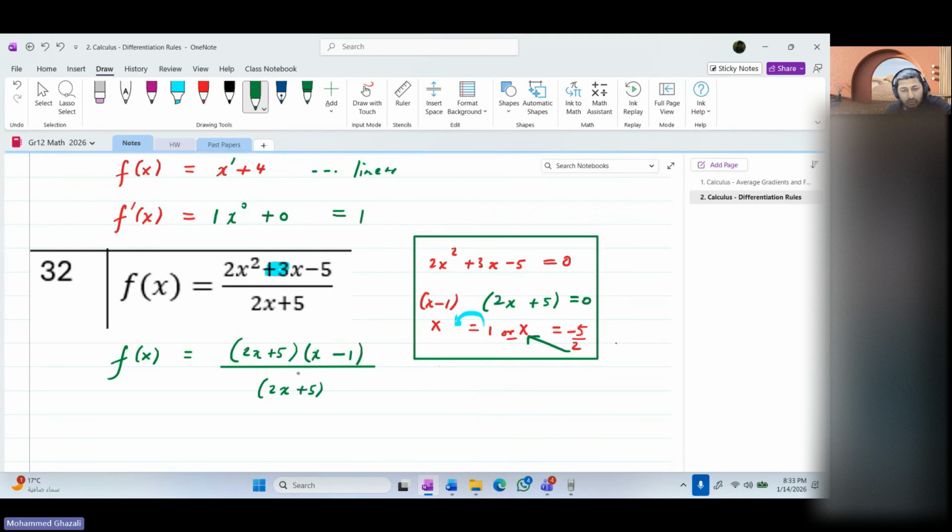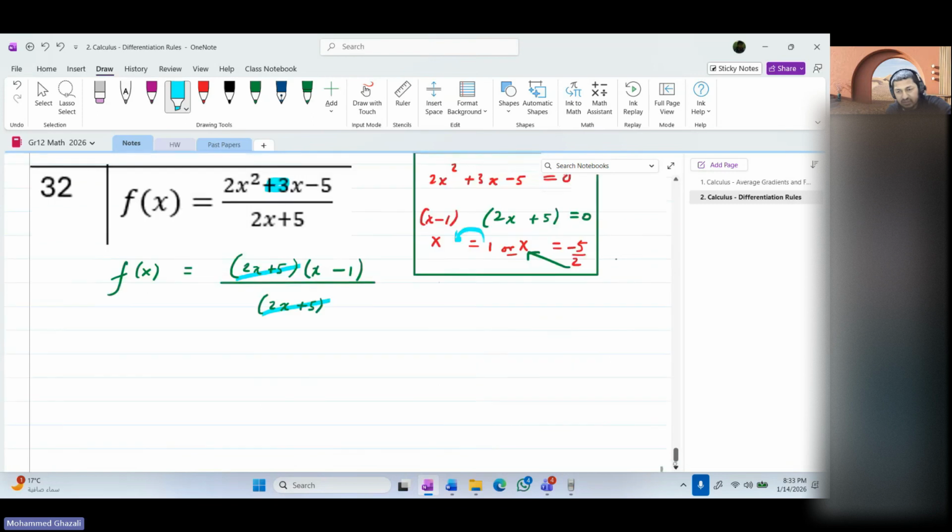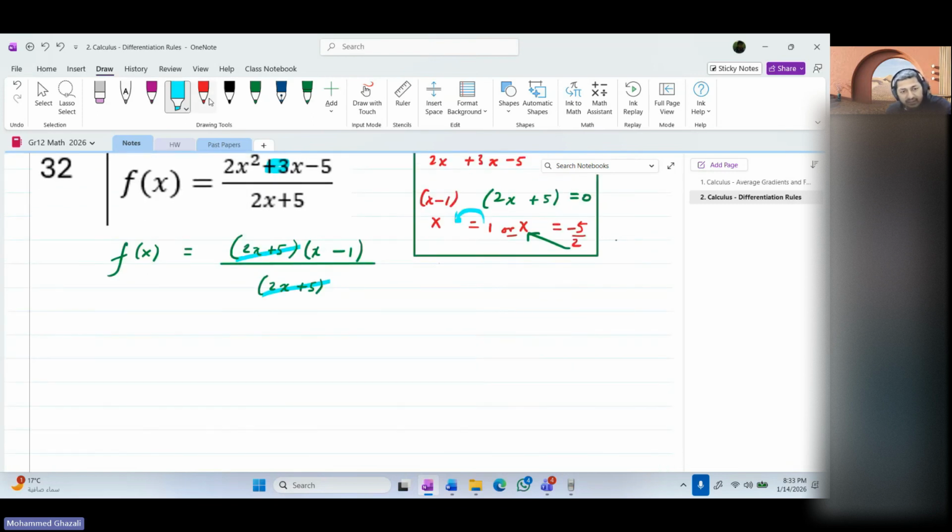Right, so we have all this. We can clearly see that 2x plus 5 and 2x plus 5 cancel out. Now I have f of x, which is equal to x minus 1. But now x minus 1 is already linear, so the derivative is just 1, which is the slope. Let's call it gradient. Gradient or slope, same thing. So f prime means you're finding the gradient.